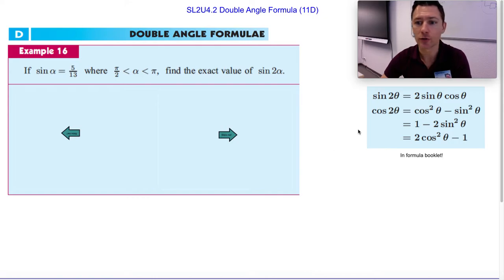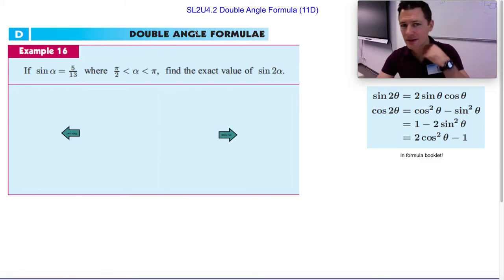So here we go. Let's try to use them. We've got the sine of alpha is this piece, and we want to find the exact value of sine of 2 alpha. It's really tempting to just solve for inverse sine of 5/13 and find it that way. That leads you to some trouble. So let's check this out.